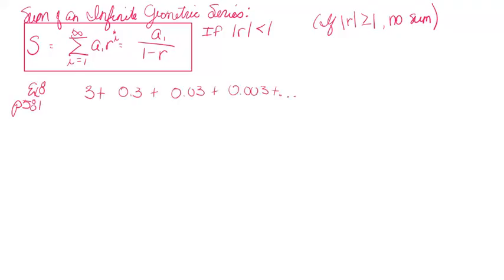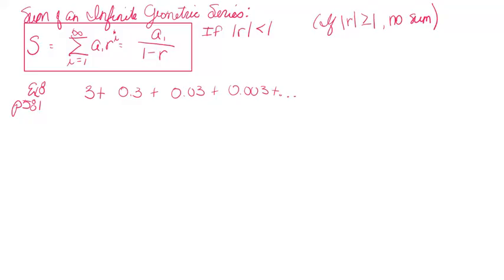I would like for you to study example 7 on page 580 on your own. Pause the video for a minute and look at that. But now we're going to jump over to example 8 on page 581, and we're going to do that one together. That one says to find the sum of 3 plus 0.3 plus 0.03 plus 0.003 plus, and so on, all the way to infinity. So this is an infinite geometric series.